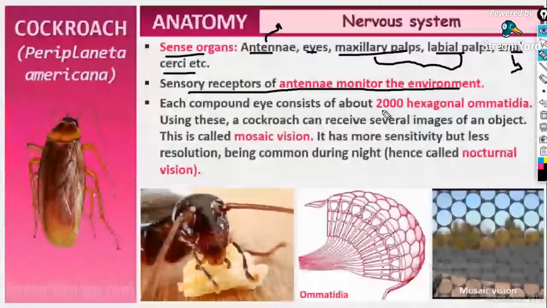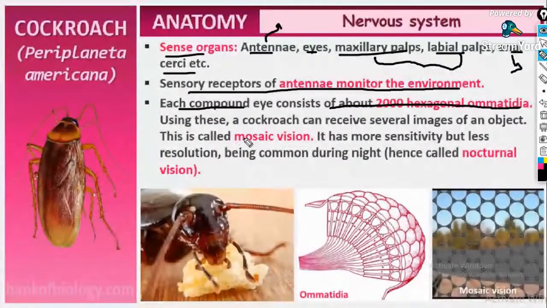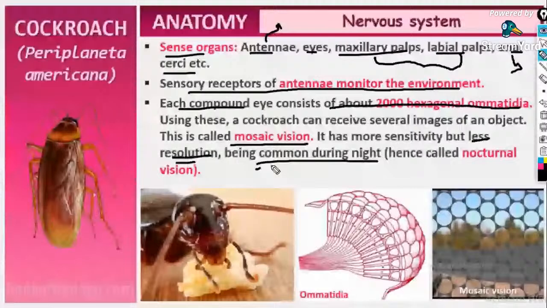Each compound eye consists of 2000 hexagonal ommatidia. Using these, a cockroach can receive several images of an object, and this is known as mosaic vision. So the ommatidia serve the purpose of vision. The cockroach has mosaic vision, or apposition vision. It has high sensitivity but less resolution. It has nocturnal vision and is commonly seen during night, and hence is known as nocturnal.